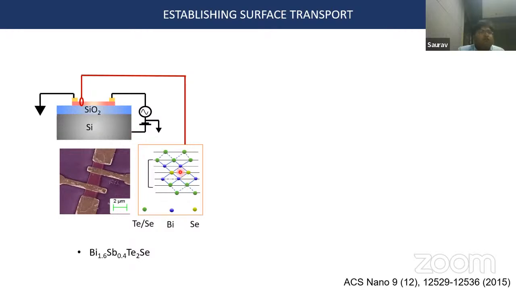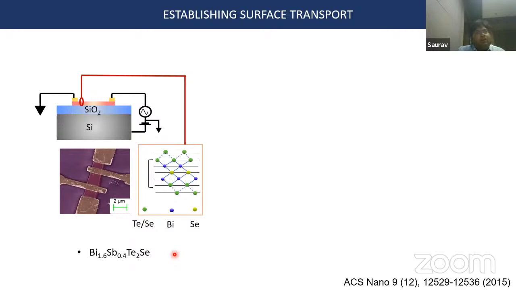Our choice of material was this quaternary alloy or solid solution of bismuth, antimony, tellurium, selenium. So Bi 1.6, Sb 0.4, Te2, Se. Essentially, this is a combination of bismuth telluride and antimony selenide. One of them is p-doped, one of them is n-doped. So you mix them so that you reach a compensated state where the bulk is supposed to be insulating. It was seen that this material offers sufficiently insulating bulk transport.